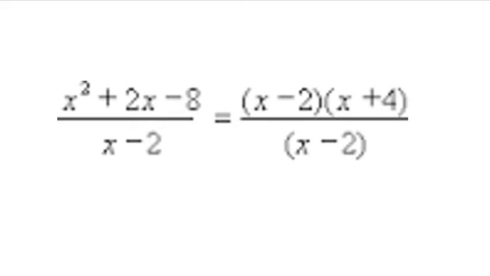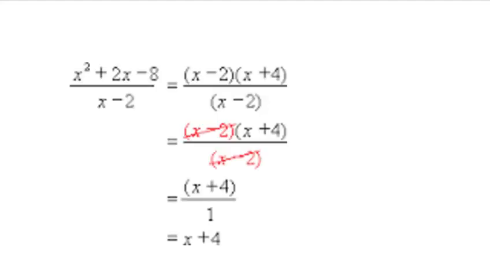Okay. To solve this problem, x squared plus 2x minus 8 over x minus 2 times x minus 2 over x plus 4, you need to factor the numerator, and you should get your answer. Then, once you do that, you can cross out the x minus 2's in the numerator and the denominator. Then you'll just be left with x plus 4 over 1, which is the same as x plus 4.